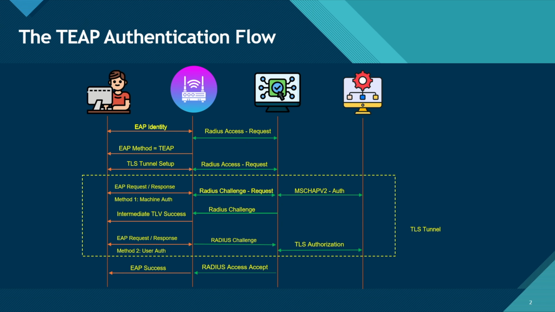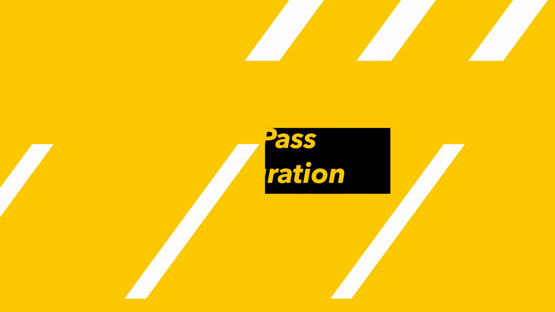The key point here: ClearPass exposes both results as computed attributes, Authentication TEAP Method 1 Status and Authentication TEAP Method 2 Status. You can build your enforcement policy by using these attributes.